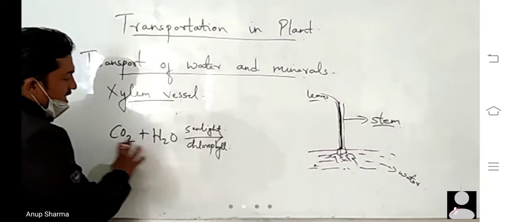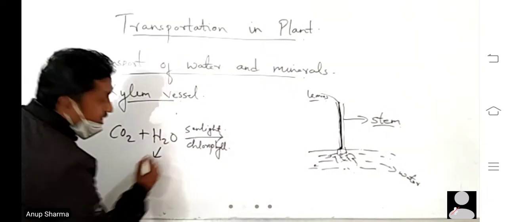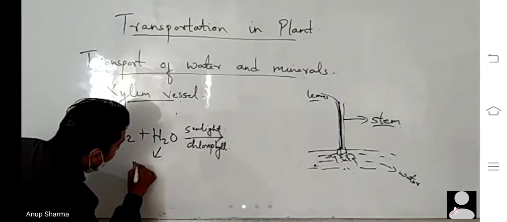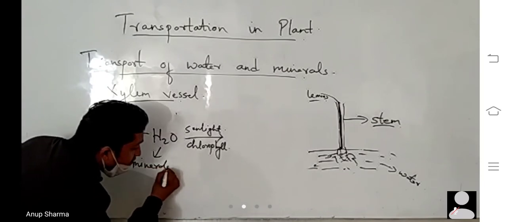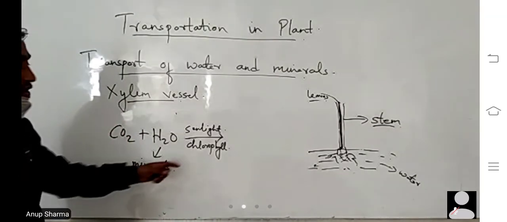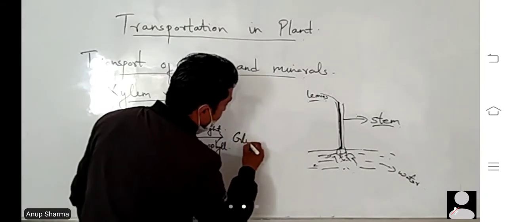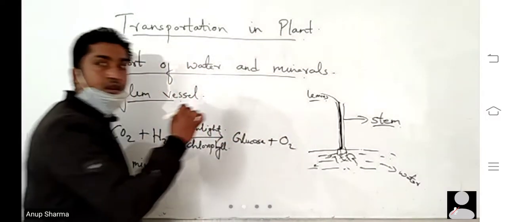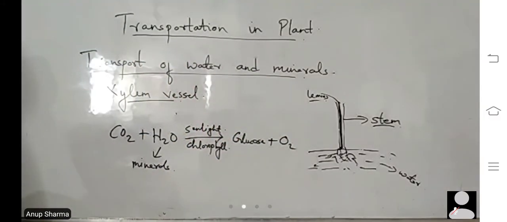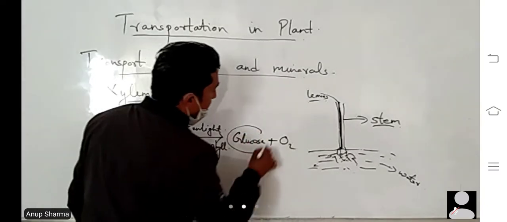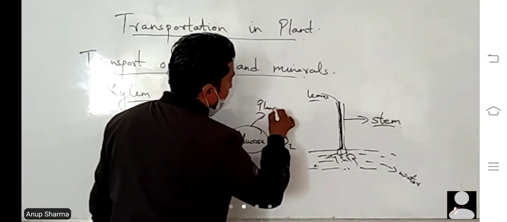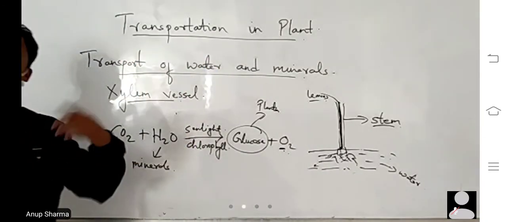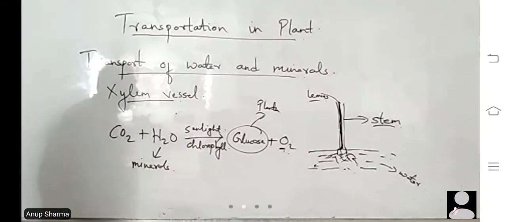Okay, so in the presence of carbon dioxide and water, this water which plants use also contains minerals. And finally, glucose is produced along with oxygen. This glucose is used by plants, and oxygen is released from the plant.